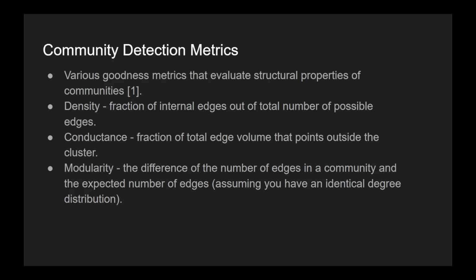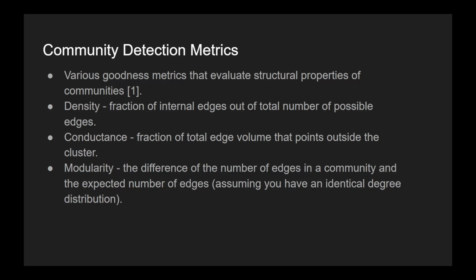There's a number of different ways to evaluate communities. There's various goodness metrics that we can use to evaluate the structural properties, and we'll go over a couple. For instance, density looks at the number of internal edges in a group of nodes. Now, this is not strictly for community detection. You may see this metric in various areas of graph analytics, but it's also obviously useful for communities because ideally each community would have a high density.